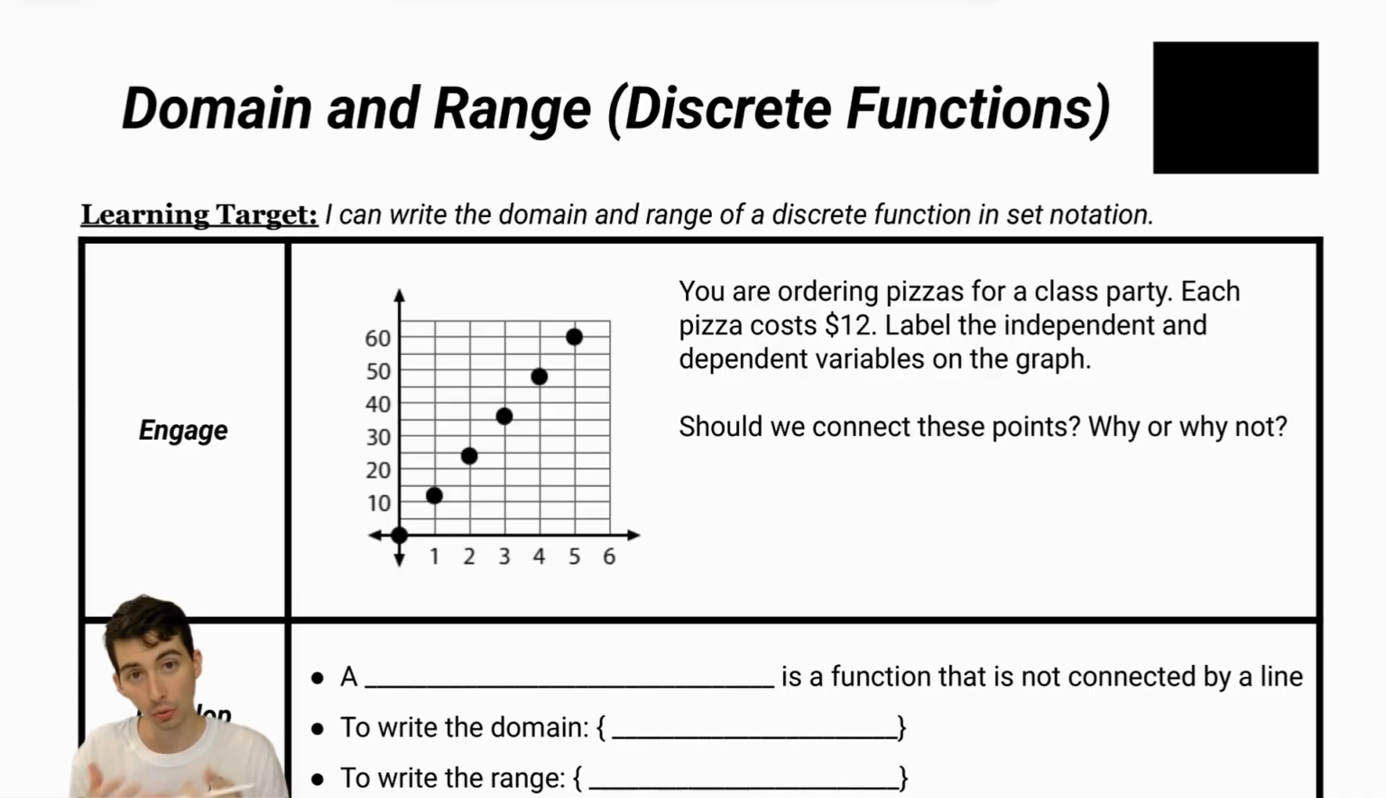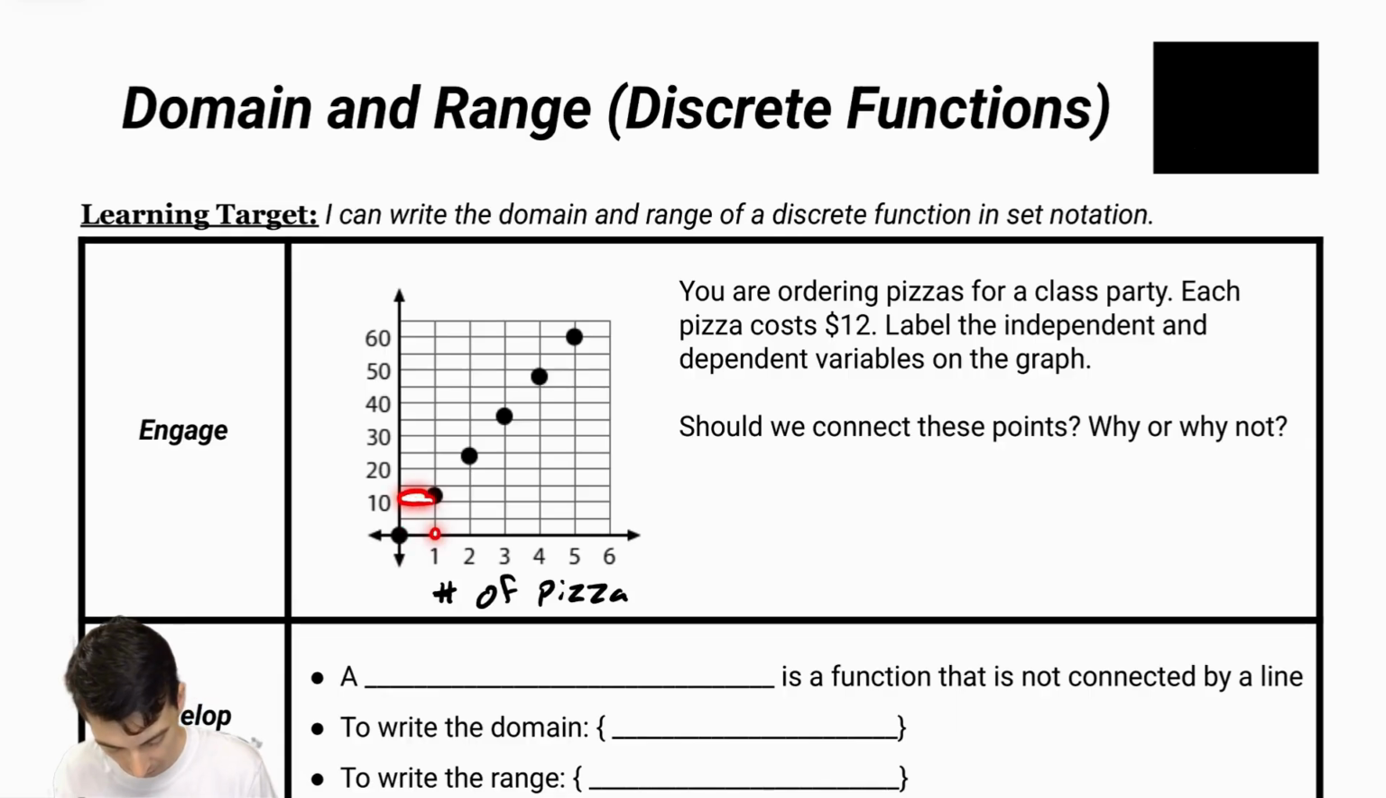Well, I know that the total cost is going to depend on how many pizzas that I order. So my independent variable is going to be the number of pizzas, because we know that zero pizzas cost $0. One pizza would cost $12, and so on and so forth. So then my dependent variable would be the cost of the pizzas, right?